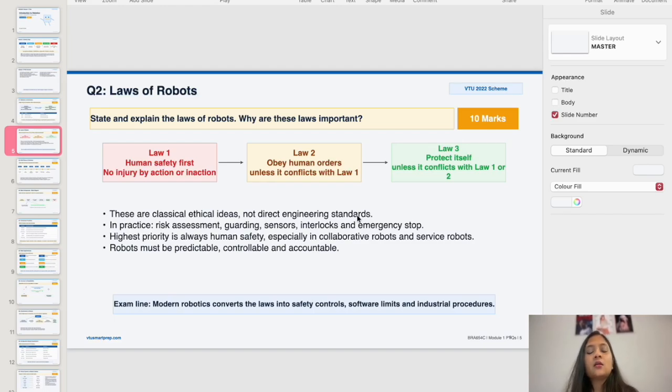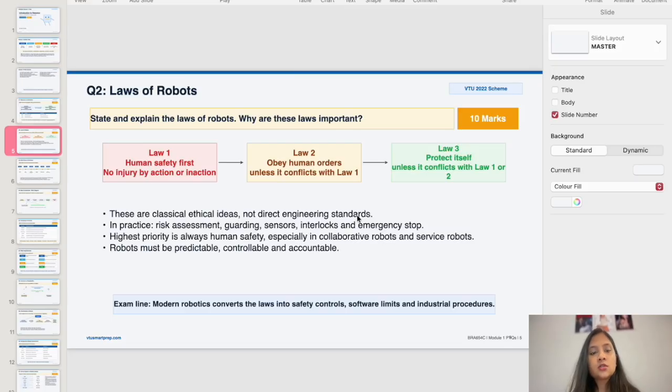And these laws are classically ethical ideas in real industrial robotics. These are the applications which I'm telling. In real industrial robotics, these ideas are converted into safety systems like emergency stop buttons, sensors, interlocks, and risk assessment. So the main point is human safety is always the highest priority in robotics.